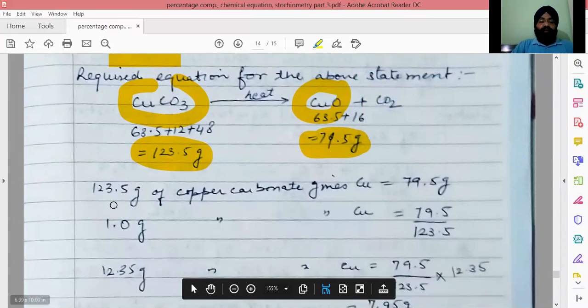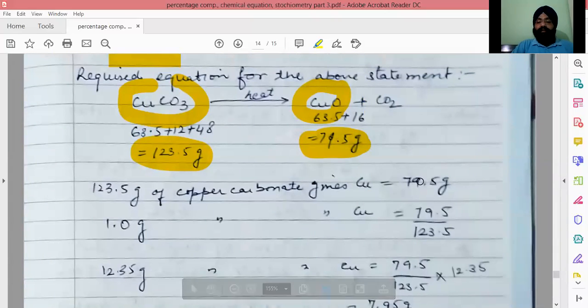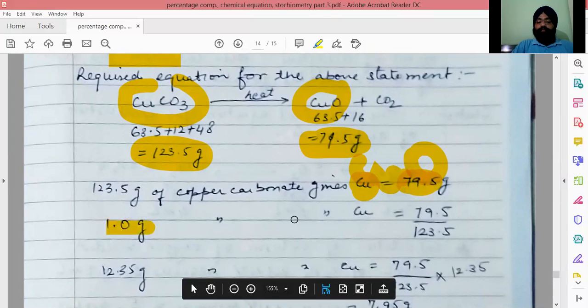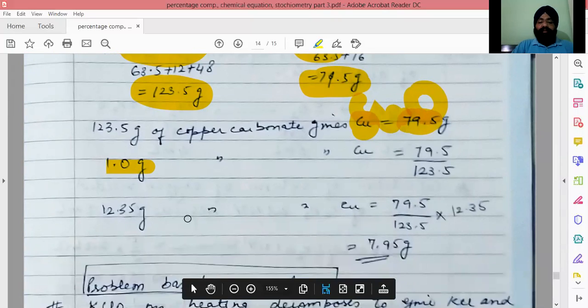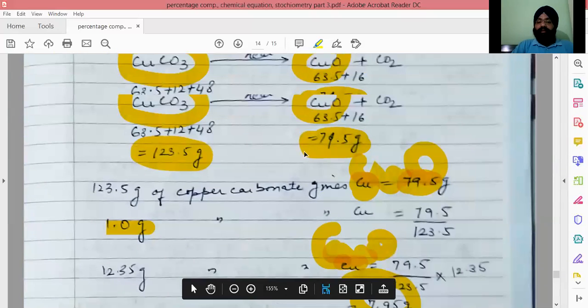Now, from the equation, 123.5 gram of copper carbonate gives 79.5 of copper oxide. This is copper oxide, right? Now 1 gram of copper carbonate gives 79.5 by 123.5. So 12.35 gram gives copper oxide 7.95 grams. So this is the unitary method.